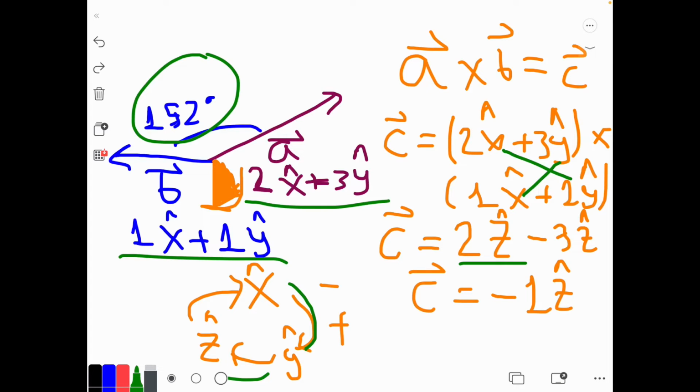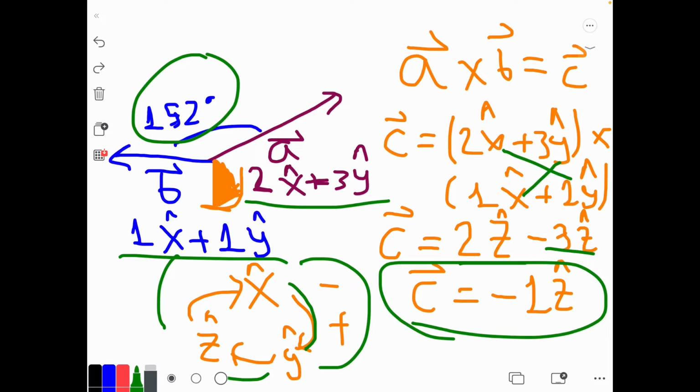And then on the other part, this is not going to come out of the board, this is going to look inside the board because it's negative. But anyways, then we do 3y hat cross 1x hat, and we get negative because we're going from y to x, so we're getting negative, and then we get the z hat again. So negative 3z hat. So we're going to be left with a vector z of negative 1z hat.